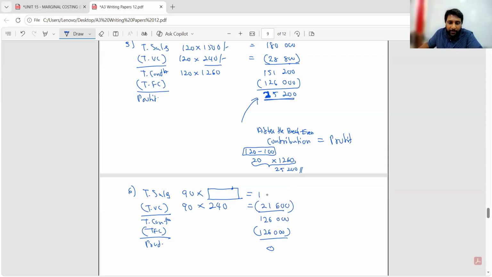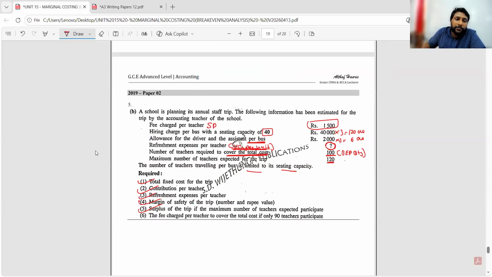147,600. Yes. Then get me the ticket price. 147,600 divided by 90. 1,640. Minimum one teacher should give you how much? 1,640. Done for the day.